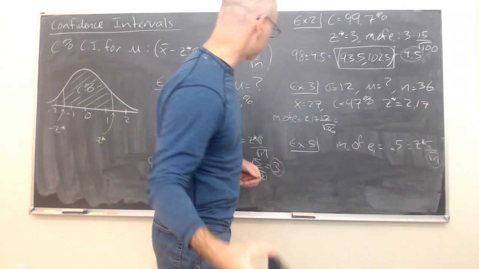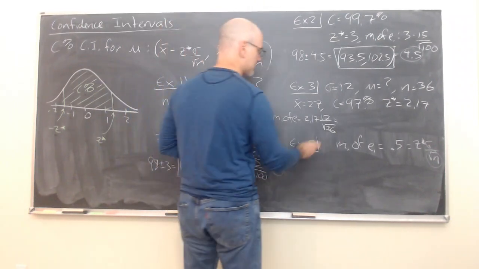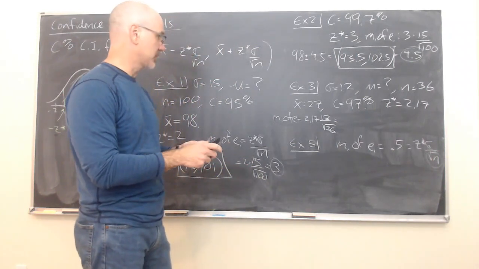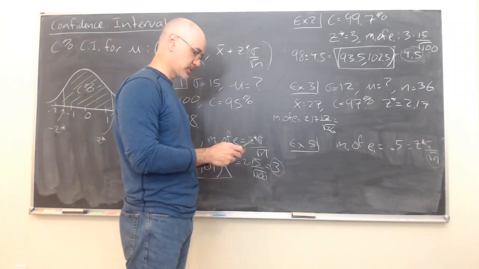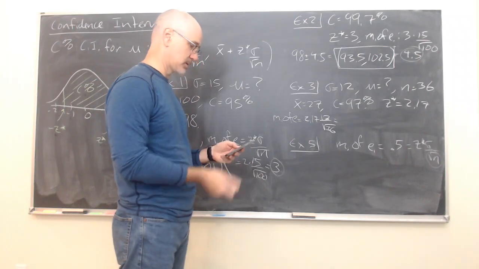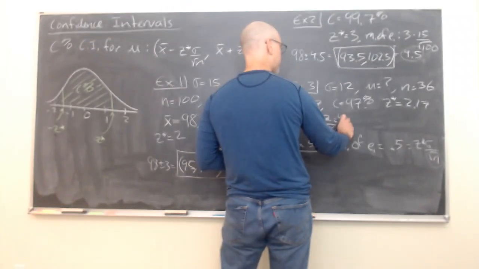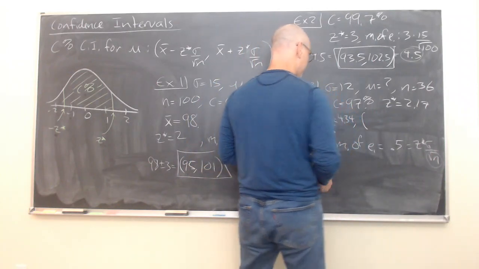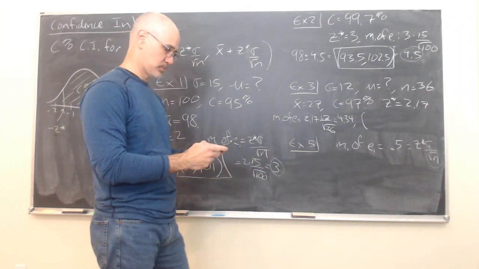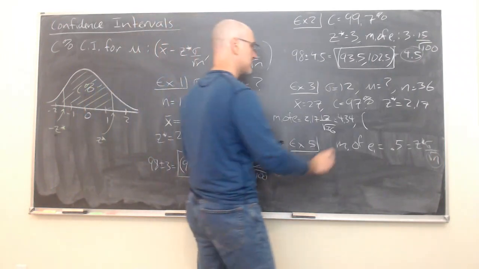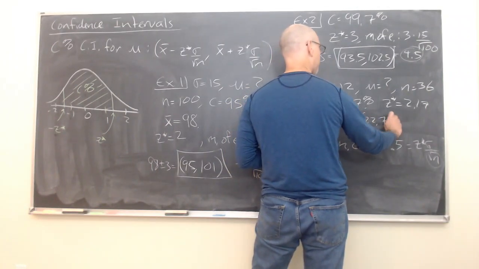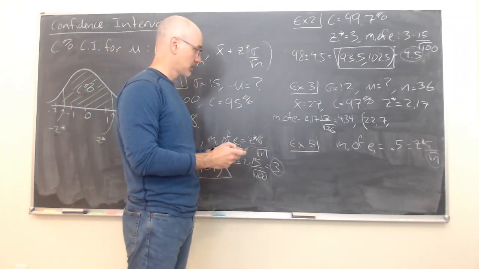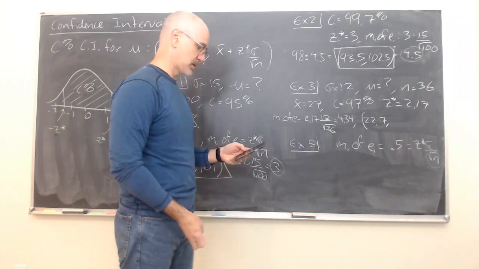And I'll use a calculator to help with that. So 12 over root 36 we can do, that's 12 over 6 or 2. So 2 times 2.17, the margin of error is 4.34. And so I need 27 minus that. That's about 22.7. And 27 plus the margin of error gives me about 31.3.